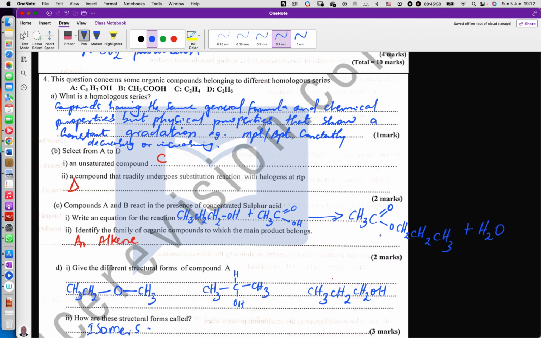A molecule of water is being released. So we will call the product formed propyl ethanoate.